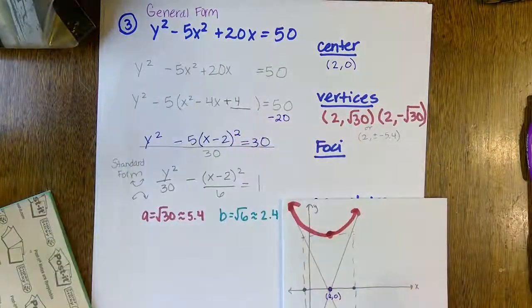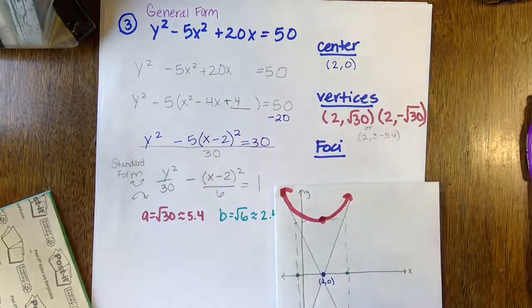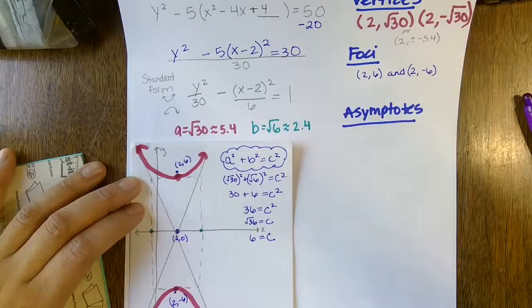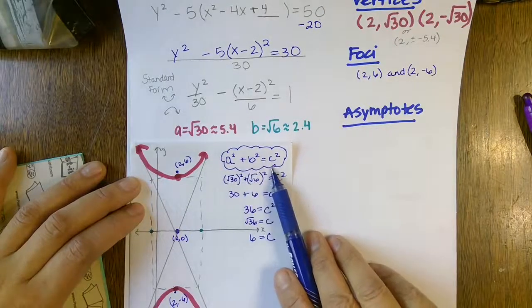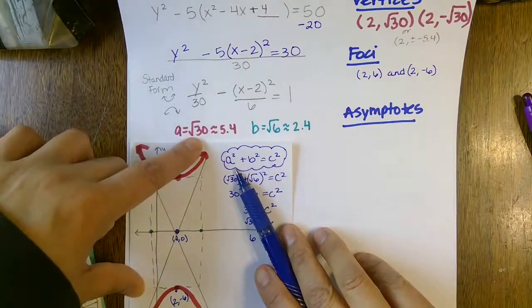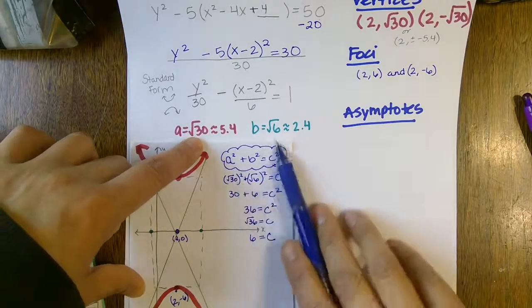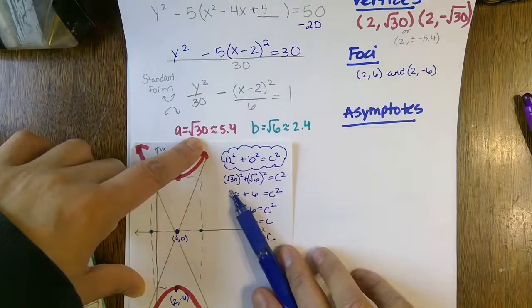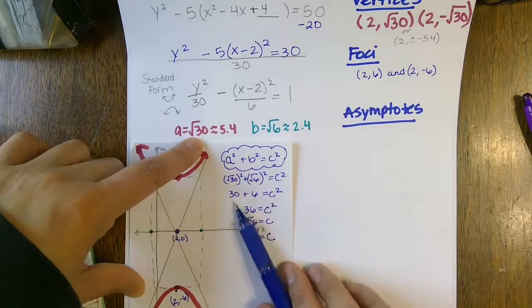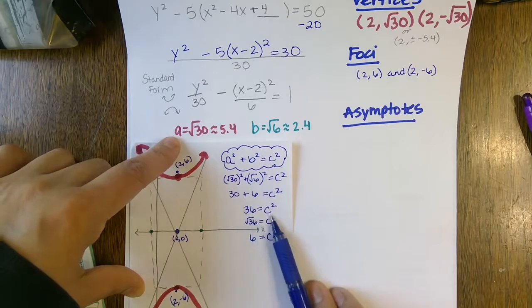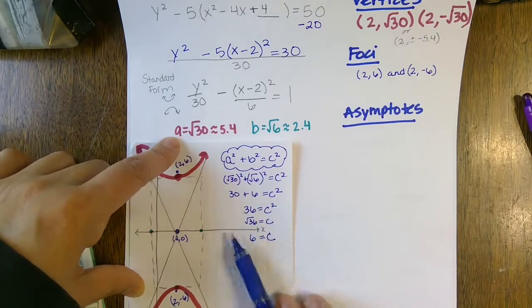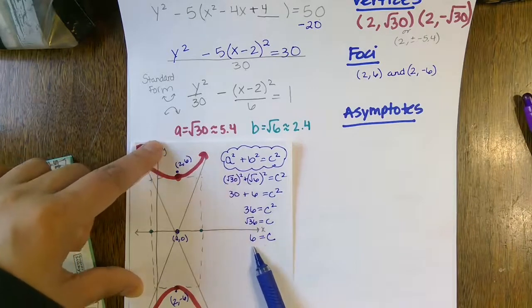So I have to go back to my formula page, find the formula, write it down. Okay, so I found the formula. A squared plus b squared equals c squared. A is square root of 30. B is square root of 6. Square root of 30 squared, those cancel out, so you're just left with 30. Square root of 6 squared, 6. Combine them, 36 equals c squared. Square root both sides, so c value is 6.